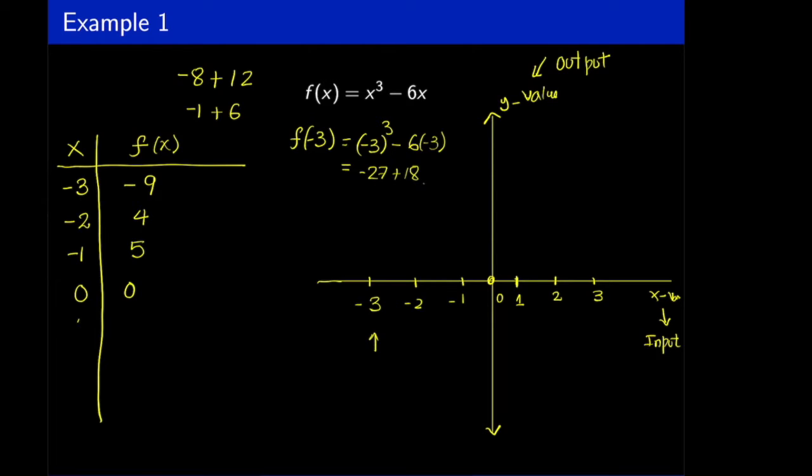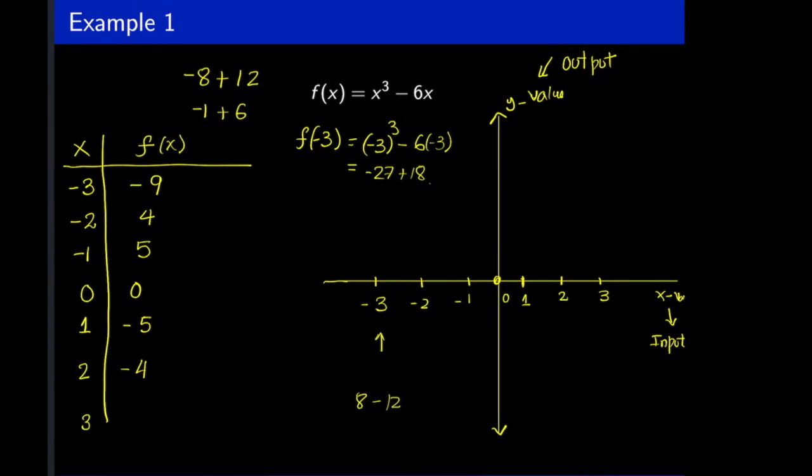Now if I plug 1, it's going to give me 1 minus 6, so it's going to give me -5. And if I plug 2, it's going to give me 8 minus 12, this time -4. And if I plug 3, this is going to give me 27 minus 18, so this again is going to give me +9. Let me erase these values from here now.